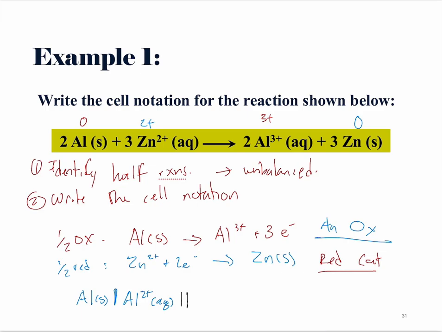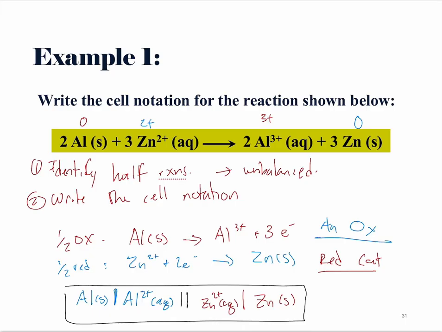from our reduction reaction, which is going to be zinc 2+ separated by a bar from zinc solid. And then you weren't given anything explicit about whether or not this happened in a system with a different electrode or catalyst there, so you don't put anything else at the end of that. All right, so this would be the standard cell notation for this redox system here.